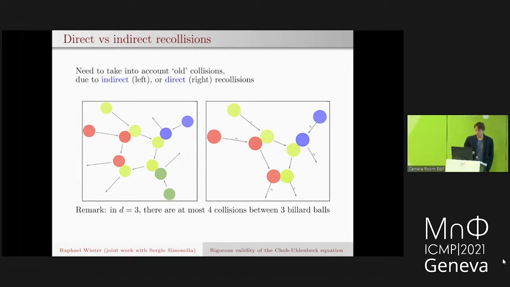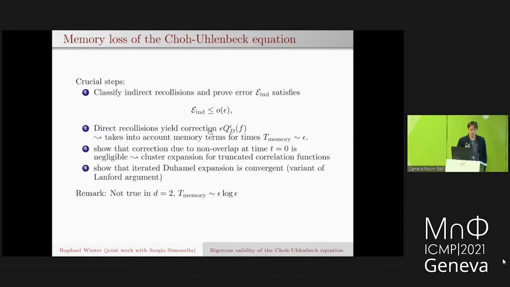So in the proof, what you have to take into account. You have to first prove that these indirect recollisions, where they collide two or more times in between, don't give a contribution to the order epsilon. And then you have to find a PDE, an operator, that takes into account these direct recollisions of these particles. So essentially, we have to take into account a memory of time epsilon.